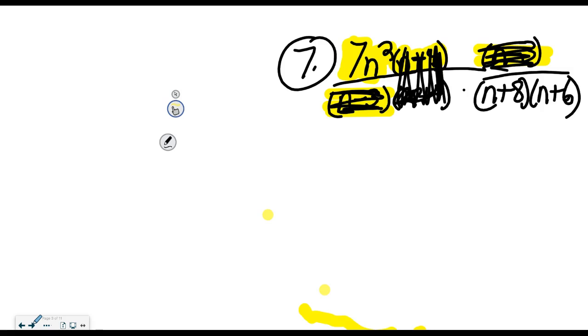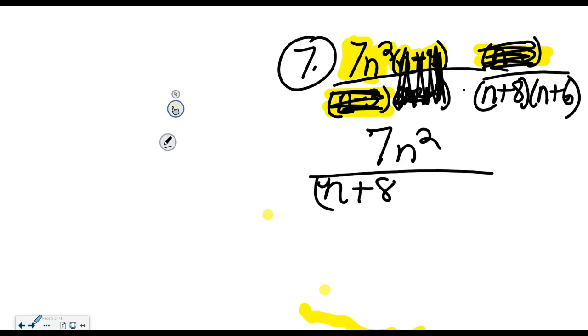Then I multiply straight across, and I get a 7n squared over an n plus 8 times an n plus 6. And we're done. I'm going to upload this video. But do you guys get why we can't cancel one of these n's off with one of these? Because n squared isn't linked with anything, and my n is holding hands with the 8. The only thing I can cancel off with that n plus 8 is another n plus 8.